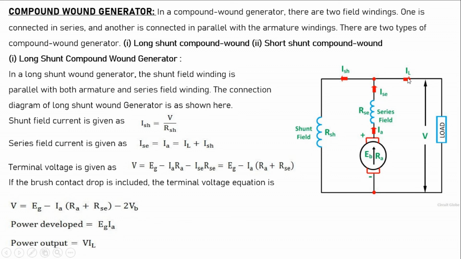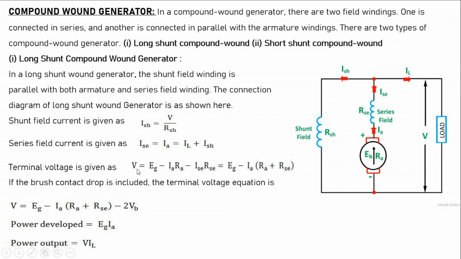Series field current ISC is equal to IA. Series field current ISC and IA are the same, but not IL. It is not equal to IL because the current will be splitting here. So I can call ISC equal to IA, that is equal to IL plus ISH.